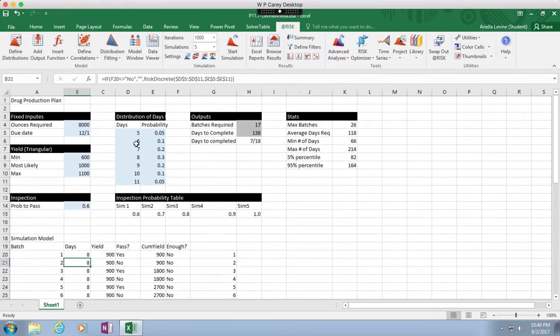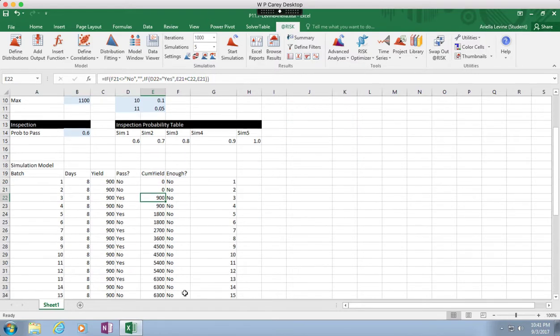So again, we'll run the same formula, risk discrete, if that value is no. If it's yes, it stops everything and becomes blank. So we do the formula again, we do the days, we do the yield, we do the does it pass, and it's just a random thing again, yes, no, and then we add all that up and say, okay, well, I'm going to start adding whatever my new yield value is to what I've already accumulated, and you're going to tell me if that's enough.